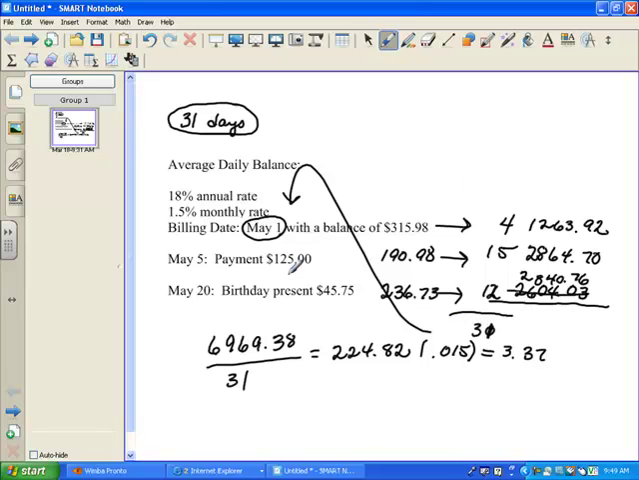That's our finance charge. So our ending balance that we had when we did our previous calculations was $236.73. That's starting out at $315, making a payment of $125, making a new purchase. Our finance charge is $3.37, so we're going to say $236.73 plus 3.37, and that gives us $240.10. That is our new credit card balance.